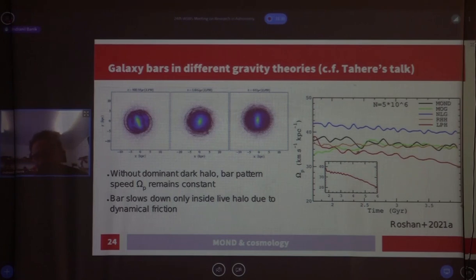So you can see here in these different models, first of all, the red model is the lambda CDM, and you can see there's a significant slowdown of the bar pattern speed over time. Let's call this omega p. In MOND, there isn't such a slowdown. Also, if you artificially disable the friction from the halo, you get this orange line, which is like lambda CDM but without the dynamical friction. So it's not physically correct to do that, but it would lead to a flat behavior, as in the bar wouldn't slow down.